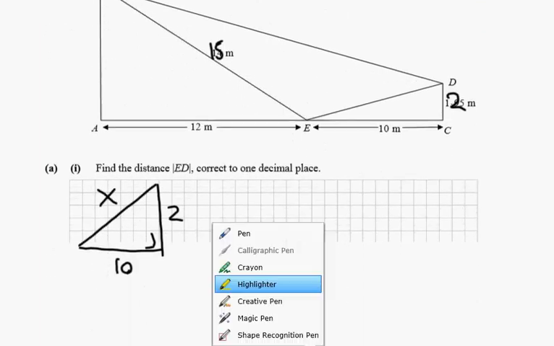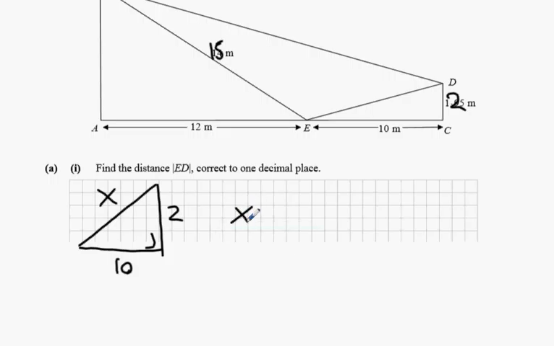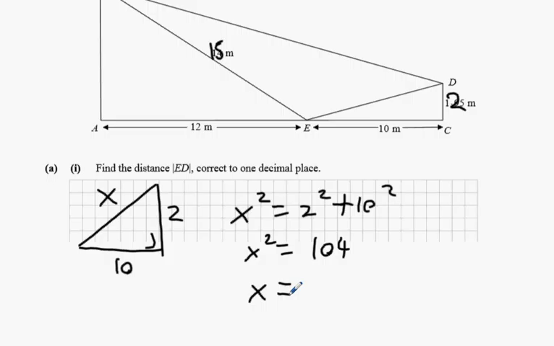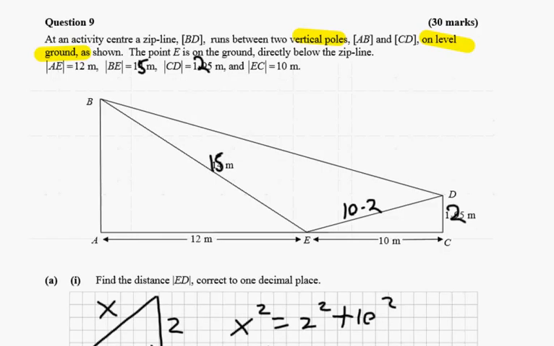Now we're going to Pythagoras theorem, and we get x squared equals 2 squared plus 10 squared. X squared equals 104. X is equal to the square root of 104, which is 10.2. Many people got 10.2. Okay, good. We're on a roll. Now, what's part 2? Find the angle AEB.